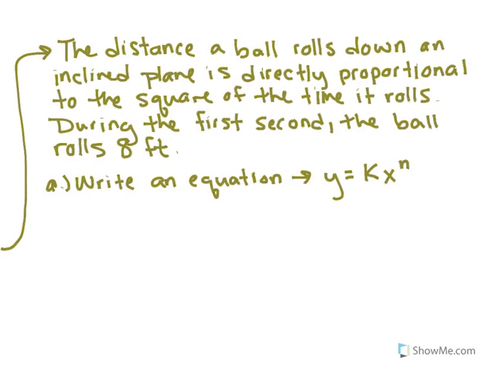So our first variable is going to be distance. And our second variable is always going to be time. And notice too that it says that the distance is directly proportional to the square of the time. So time has to be our independent variable, and typically it always is. Our exponent is going to be a 2 because we're talking about the square of time. So we're going to get t for time and d for distance.